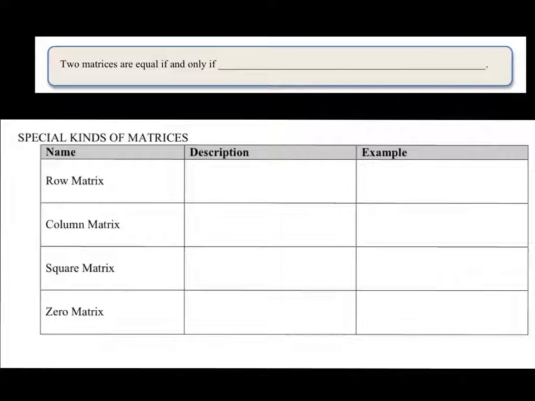So if you are given 2 different matrices, the 2 matrices are equal if and only if all corresponding entries are equal. So this means if you have a 4 by 5 matrix and another 4 by 5 matrix, each value in each individual spot has to be the same in both matrices. That's what corresponding entries mean.